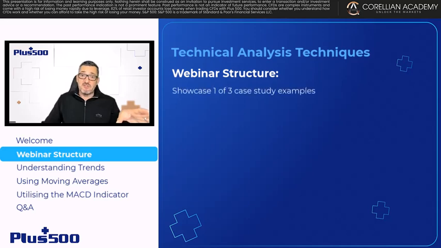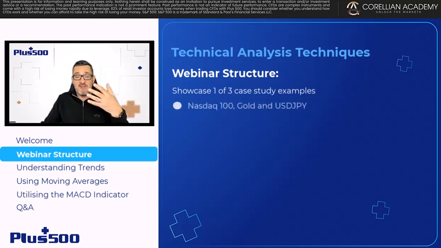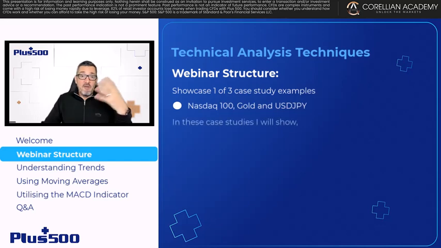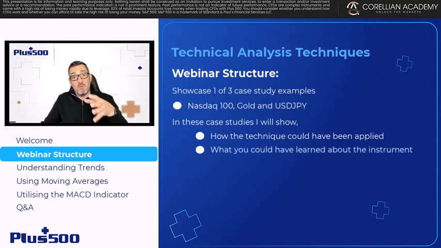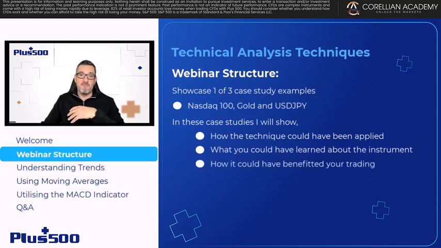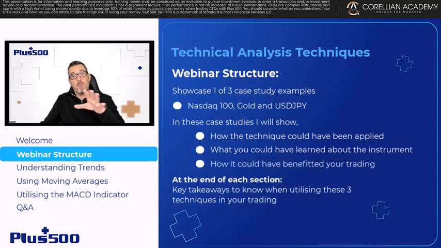At the end of each section, I will then showcase one of 3 case study examples from earlier in November, which will be the NASDAQ 100 index around the US election, gold and dollar yen. For each of these examples, I will show you how you could have applied the technical analysis technique, what that technique would have shown you about that instrument, and how it could have benefited your trading. And then at the end of each section, I'll provide you with some key takeaways, which are the basic points you need to know when utilizing these techniques in your trading.